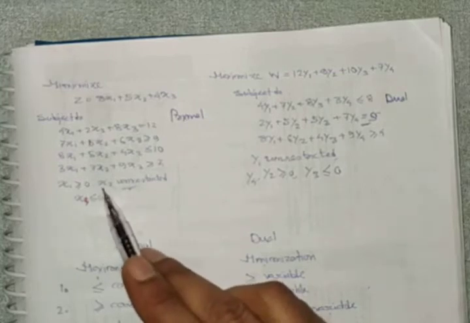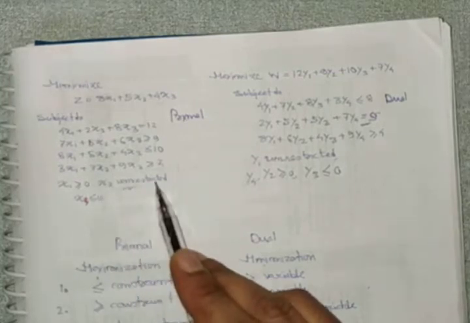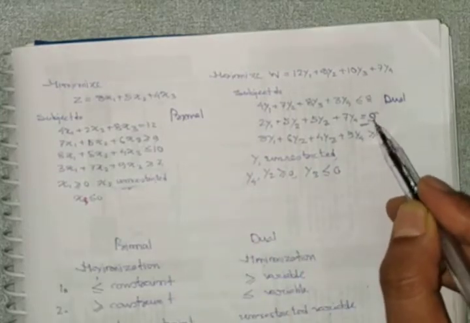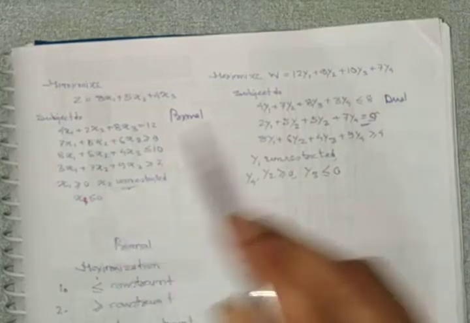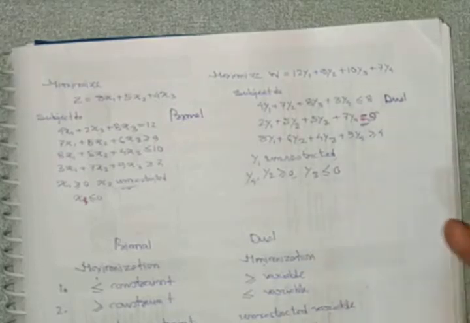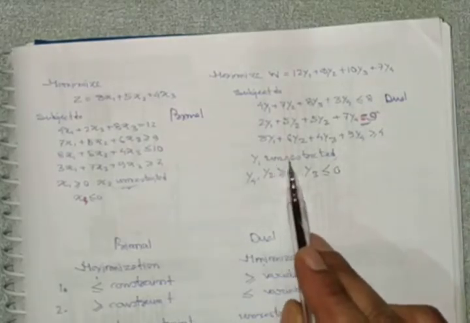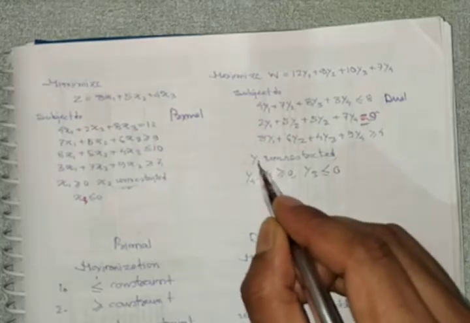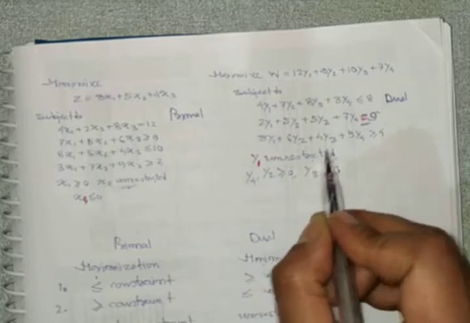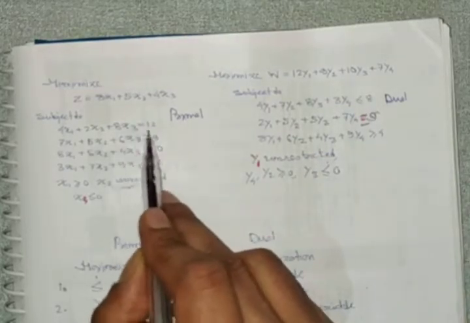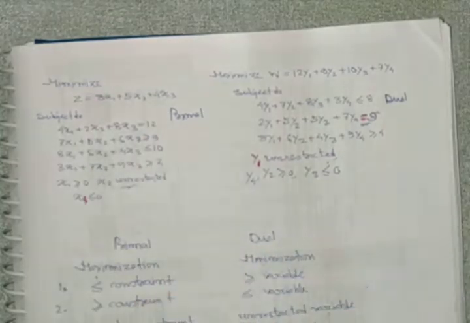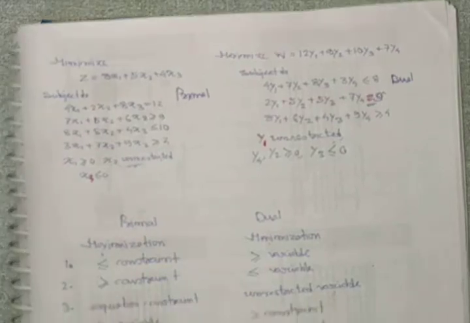Here x2 is unrestricted. So if you observe the constraints, x2 is the second variable, so the second constraint of the dual gets an equal sign. And similarly, in the dual, variable y1 is unrestricted, and if you observe the primal, the first constraint has an equal sign. So from this you will make one conclusion.